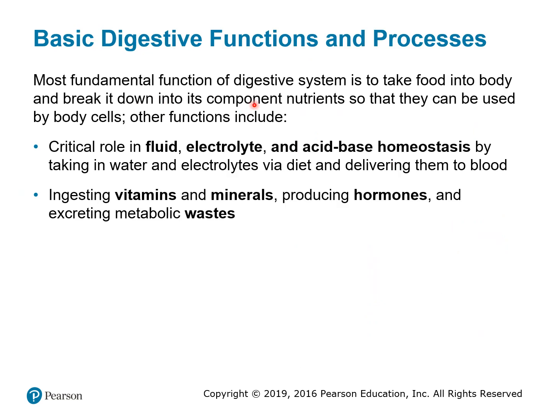Now, the fundamental function of the digestive system, like I said, is to take in food, break it down, get all the nutrients, and then get those nutrients to whatever part of the body or body cells need them. The digestive system also has a critical role in providing fluid, electrolytes, and producing acid-base homeostasis, meaning maintaining the normal levels of fluid, electrolytes, and the acidic and basic pH of the body. This is done by taking in water, electrolytes, and of course the diet that comes from the food, which is then taken to the blood.